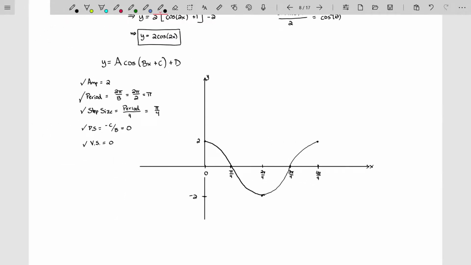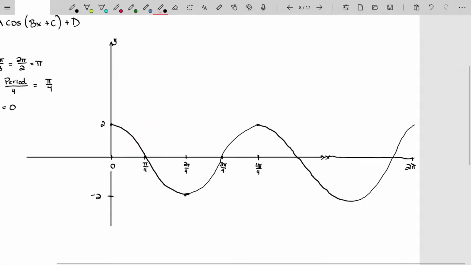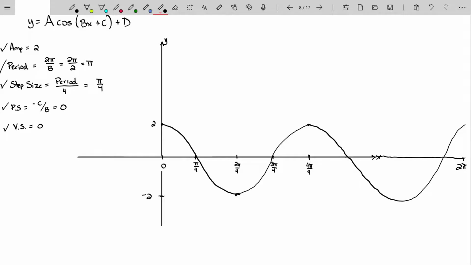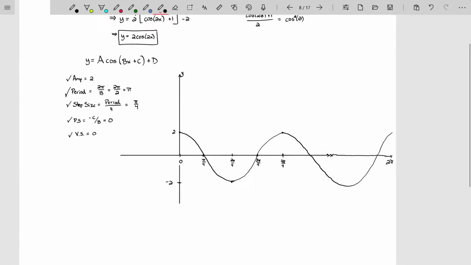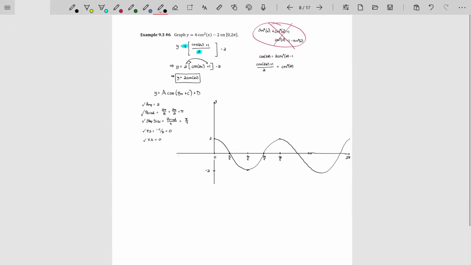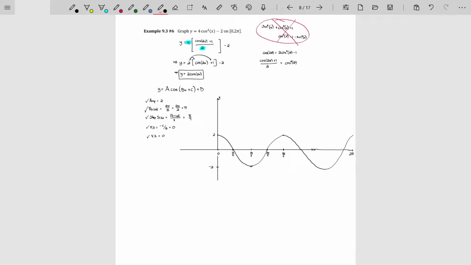And then they want us to graph until 2 pi, which I didn't really give myself a ton of room for, so I'll just extend this out. And I'll just do this. Boom, boom, boom, and boom. 2 pi. Usually just labeling for a single cycle is fine, and then extending out like this is perfectly okay. So there you go. There is the graph of y equals 4 cosine squared of x minus 2.